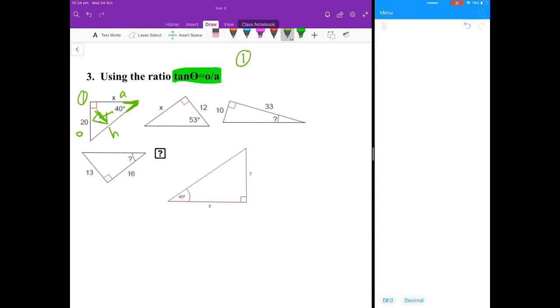Throwing them into our equation, we have tan 40, should probably put a T for tan, equals our opposite side 20 over our adjacent side X. Now when we've got our X at the bottom, we're just going to slide that top part of the fraction over and we'll end up with 20 over tan 40 equals X.